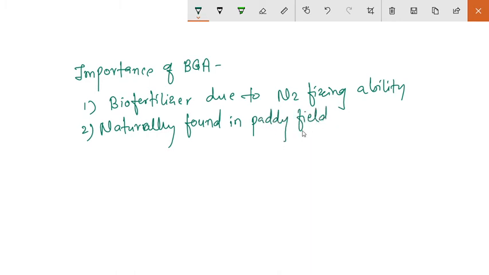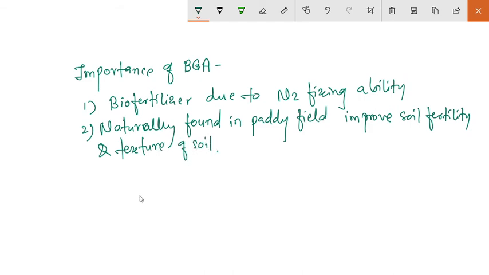They are naturally found in the paddy field. They improve soil fertility and texture of soil. Then these biofertilizers are environment friendly. Environment friendly म्हणजे जे आपण इको फ्रेंडली असं म्हणतो की it does not damage the environment.